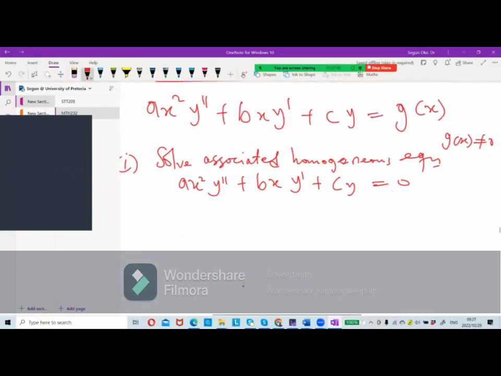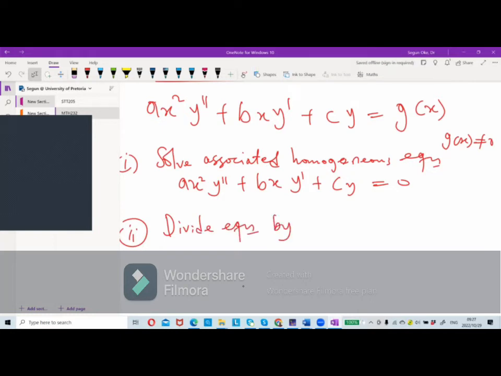Then number 2, you will now divide the equation by a, that is the first term. Your first term that we are dealing with, y prime prime, by variation of parameters.